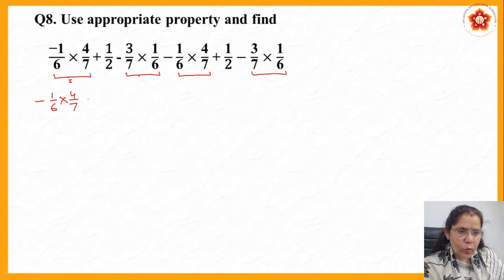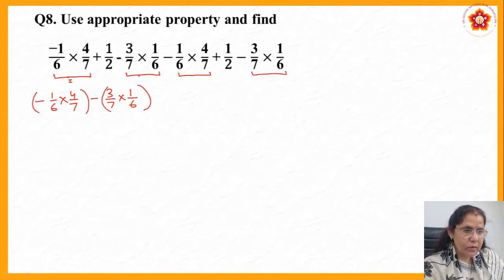Then I'll copy the other one, which is minus 3 upon 7 multiplied by 1 upon 6. I can put bracket also. This is my first number. This is my second one, which I have taken together.